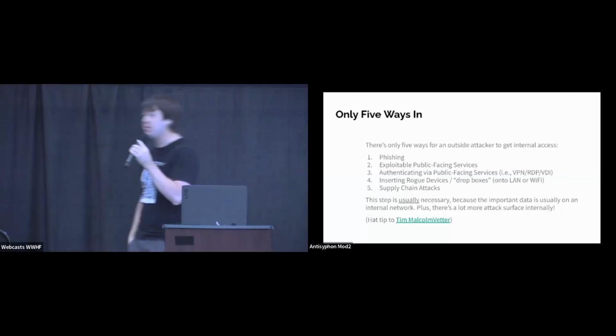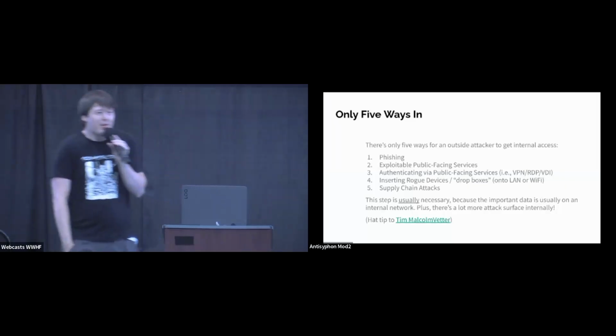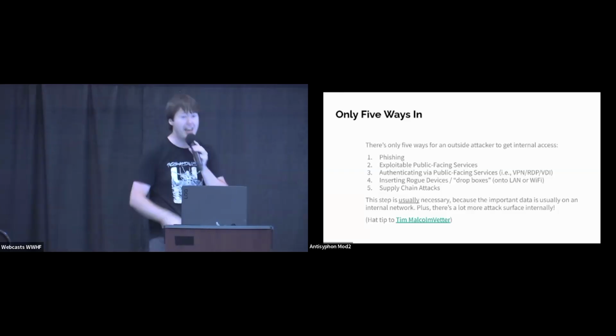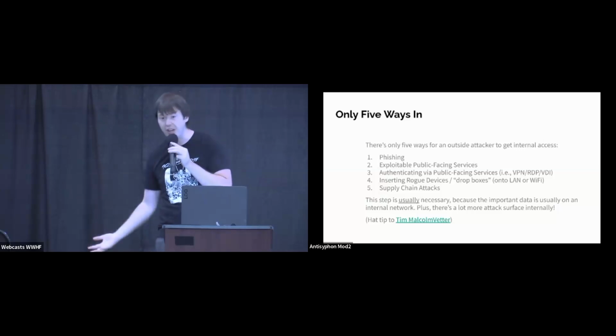All right, so speaking of getting in, a hat tip to Tim Malcolmvetter. He has a great old blog post on there being only five ways in. For a non-employee to gain internal initial access, there are five fundamental real methods. We have phishing, real exploitation of public-facing services, logging on, rogue devices, and supply chain attacks, right? And there's a heck of a lot more attack surface once you're inside as well.